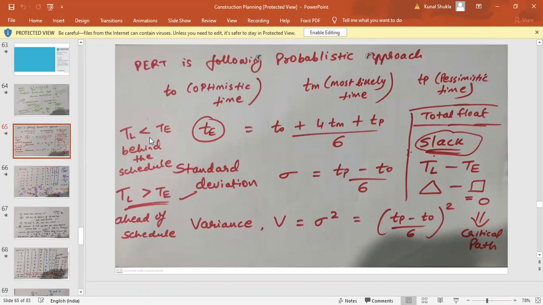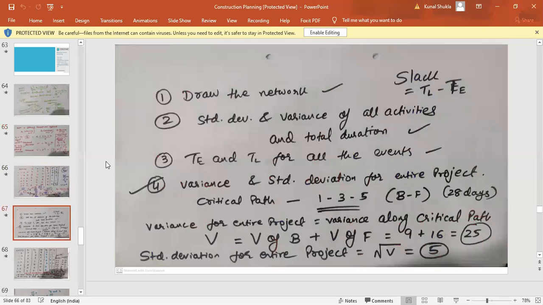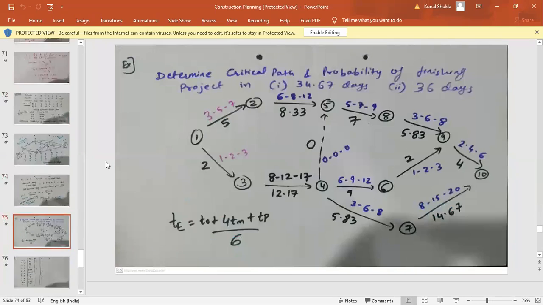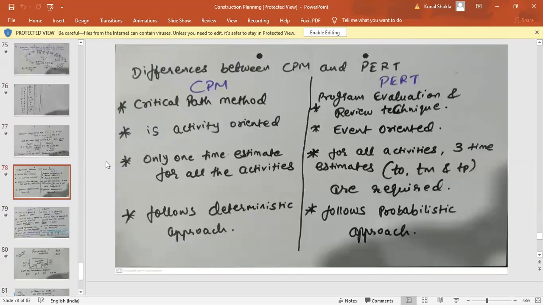If your TL is less than TE, that is, if your triangle bracket is less than square bracket, then your work is behind the schedule. And if TL is greater than TE, your work is ahead of the schedule. So these are the two very important parameters to judge any particular activity, because we have calculated this TL and TE for all the activities, so you can easily judge that. Now before moving on to the numerical, let me first discuss the difference between the CPM and the PERT technique.